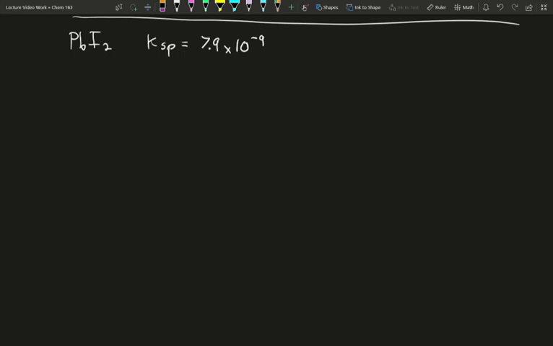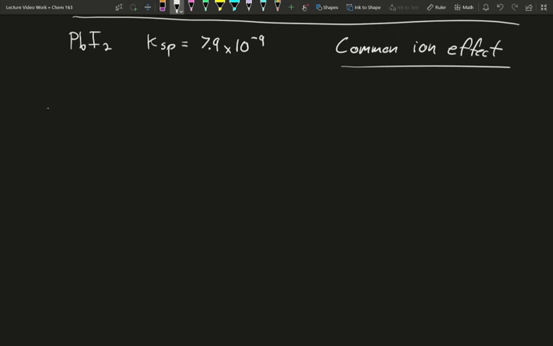In this video, we're going to discuss the common ion effect. What the common ion effect stipulates is that if one of the ions that would go into solution when your solid dissolves is already in solution from another source, well, that affects the equilibrium concentrations and can change how much of your compound can dissolve.